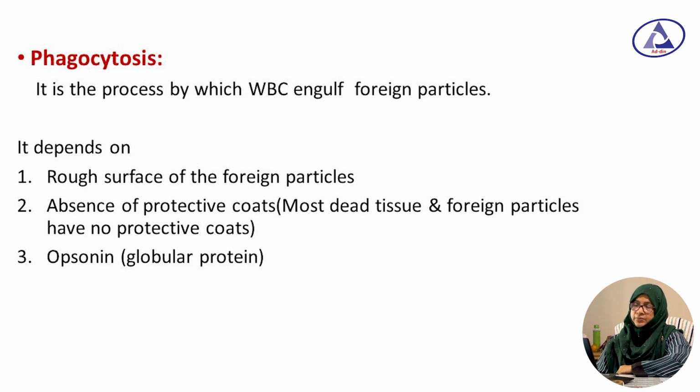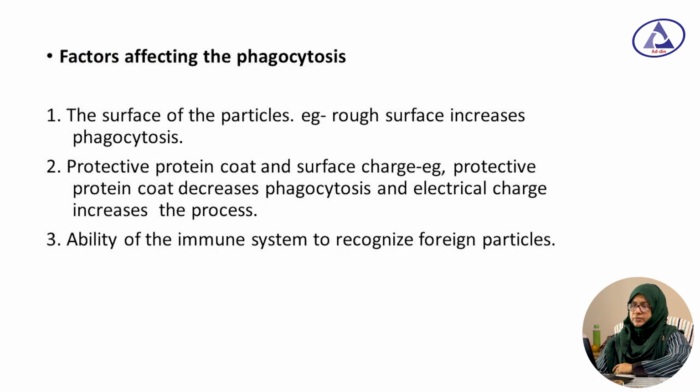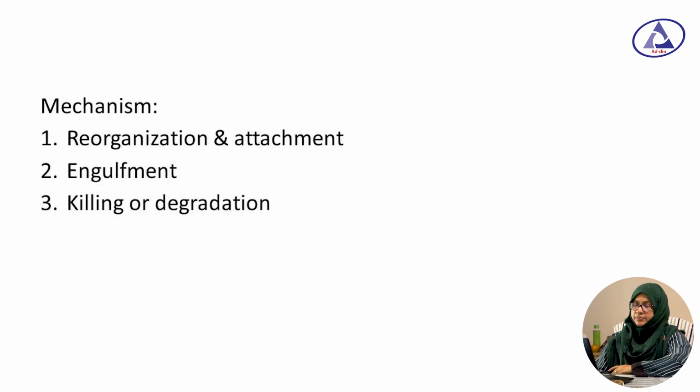Now phagocytosis. This is the process by which WBC engulf foreign particles. It depends on the rough surface of the foreign particles, absence of protective coat, and also opsonins. These are the factors that affect phagocytosis. Now the mechanism: recognition, attachment and engulfment, killing and degradation.